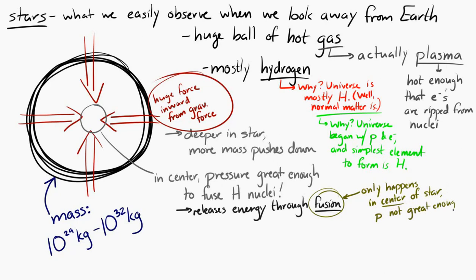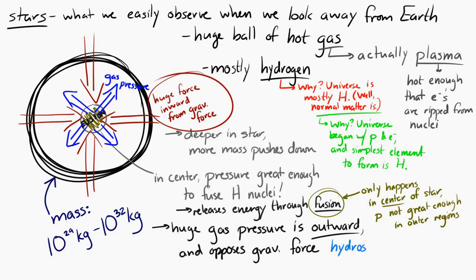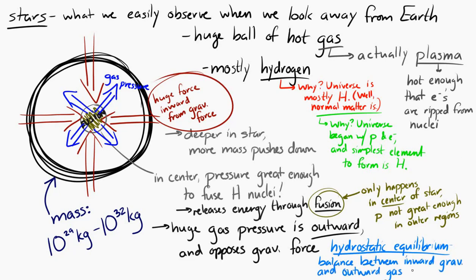The temperature inside the star is enormous. So there's an enormous gas pressure also. And this outward gas pressure is great enough to oppose the equally enormous inward gravitational force. So this balance, this so-called hydrostatic equilibrium, is the balance between an inward gravitational force from the large amount of mass that's attracting and the outward gas pressure that's pushing outward from the center of the star.